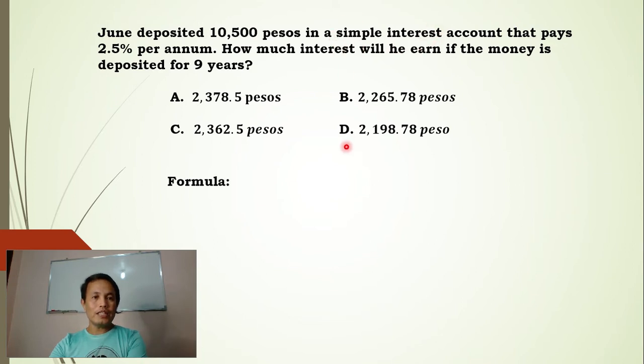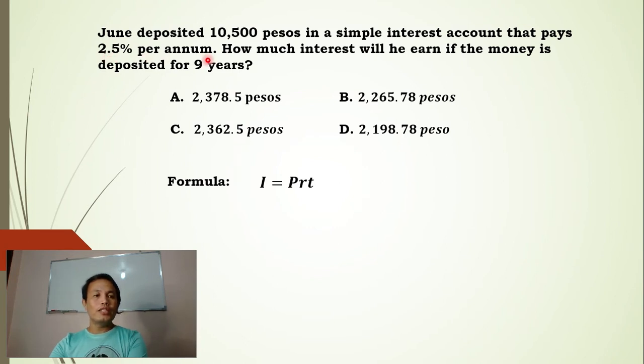So to find the simple interest, we just simply use this formula, I equals PRT. I is for the simple interest, P is for the principal, R is for the rate, and T for the time. In the problem, we are given the principal, which is 10,500 pesos, the amount deposited for 9 years, which is the time. And of course, our rate is 2.5% per annum.